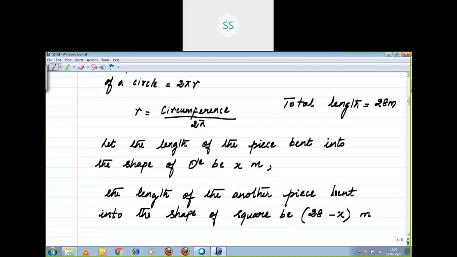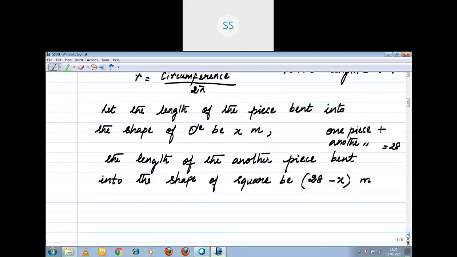If you want, I will explain here. One piece plus another piece equals 28, that is given. One piece you consider as x, so the other piece automatically is 28 minus x. That's all. Now what is the perimeter of a square or circumference?